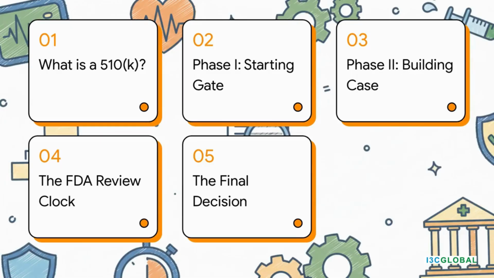All right, so here's our roadmap for today. We're breaking this whole thing down into 5 simple parts. First up, we'll cover what a 510(k) even is. Then we'll look at the very beginning, the starting gate, you could call it. After that, it's all about building the case. Then comes the really intense part, the FDA review clock. And finally, the big moment, the final decision. Stick with me, it's going to be great.